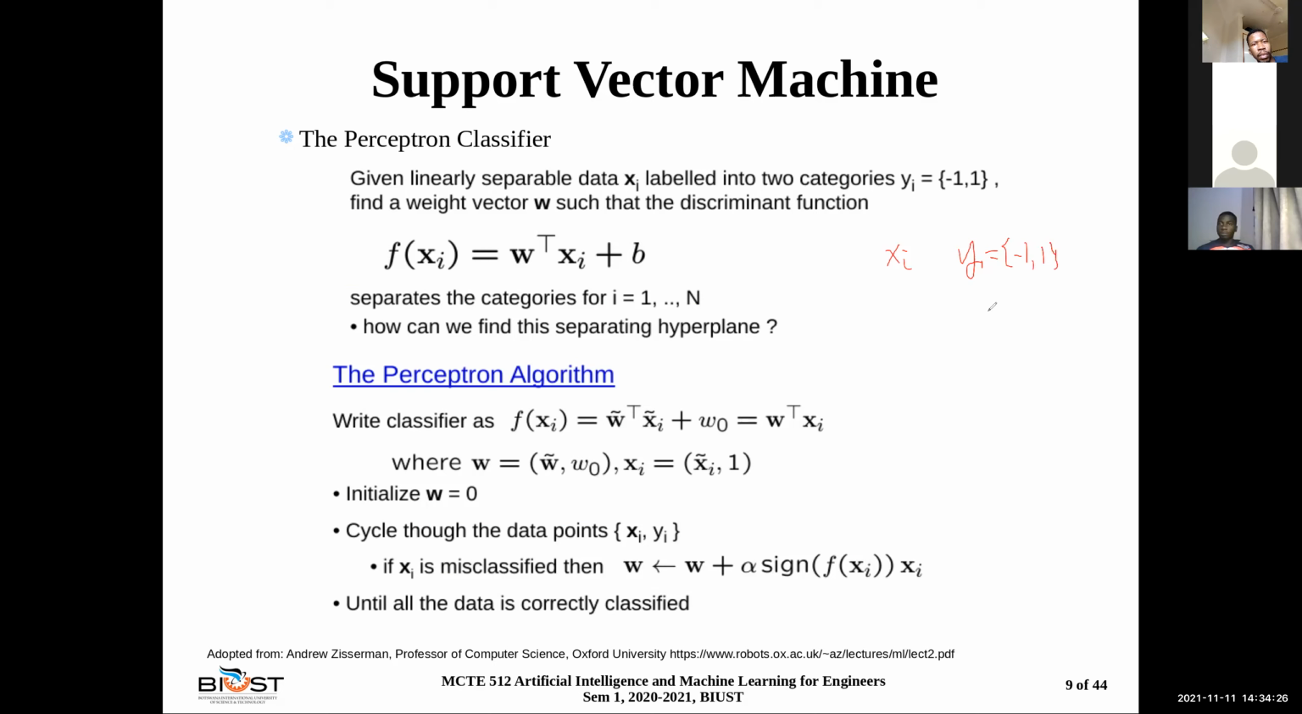So in the table, you have X. Remember your X is a vector, composed of x and y. So maybe you have 0.1 and 0.2, like that. Then the classification is positive 1.